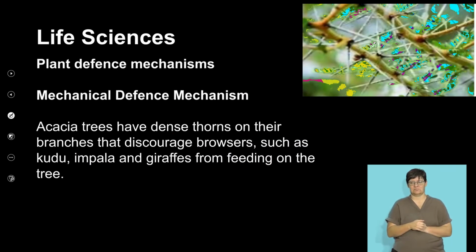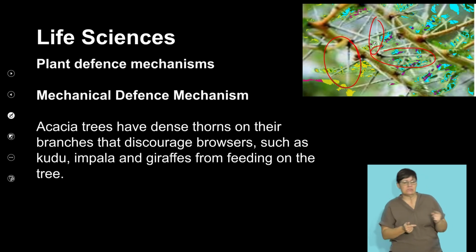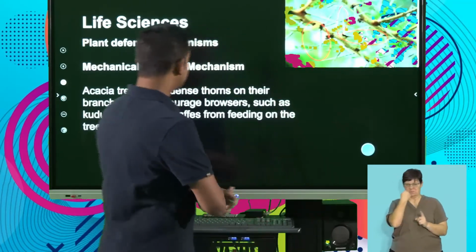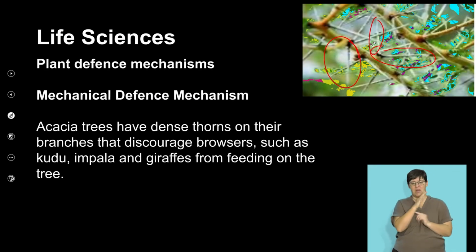Okay, we also know that these acacia trees, if we look at them, have these fine spiny thorns, and these can be quite intimidating to herbivores and often injure them. So you find that it's not easy to get into the tender succulent leaves, and so these herbivores often stay away from them, and this gives that plant an added advantage of being able to survive in their environments. So this will discourage your browsers, such as your kudu, your impala, and even giraffes from feeding on the trees.